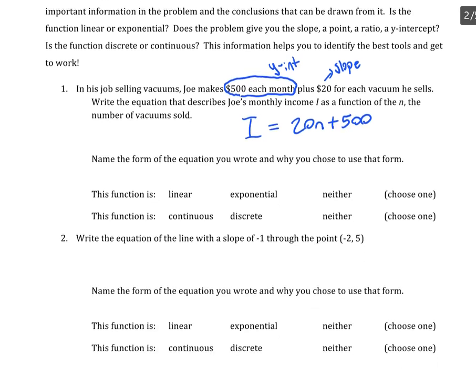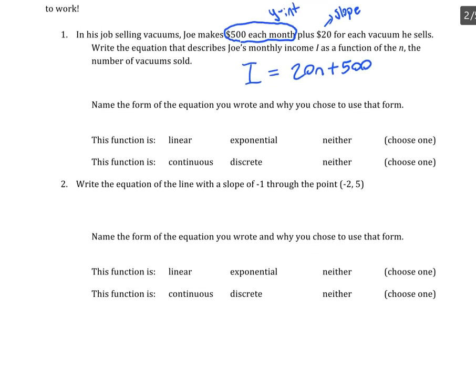If I go down to problem 2, it says write the equation of the line with a slope of -1 through the point -2, 5. Since it says slope and a point, I want to use point-slope form. I'll write it again: y equals m times x minus x1 plus y1. This is my m, this is my x1, this is my y1. So it would look like y equals -1 times x plus 2, because remember that minus we think of as meaning opposite, and then plus 5. And that would be the equation in point-slope form for that problem.